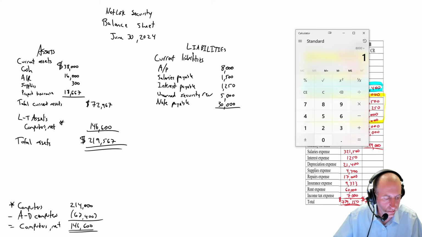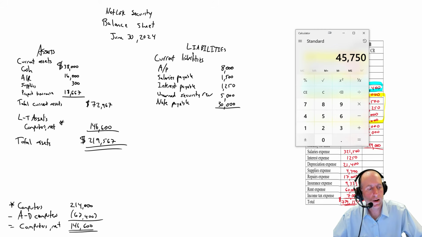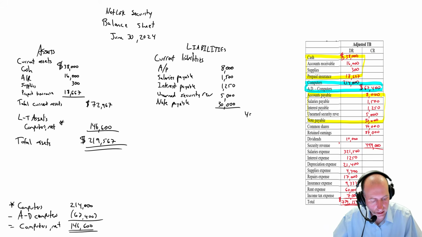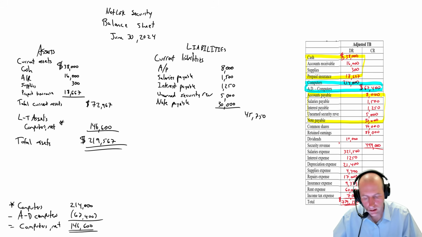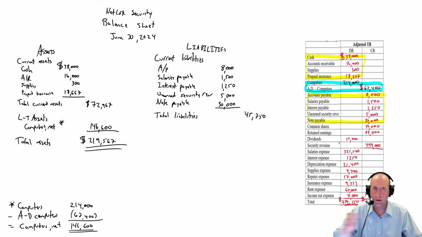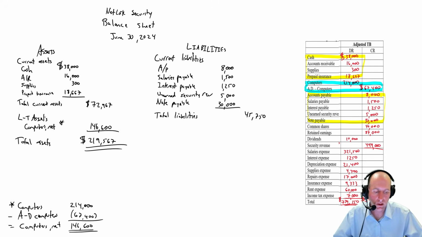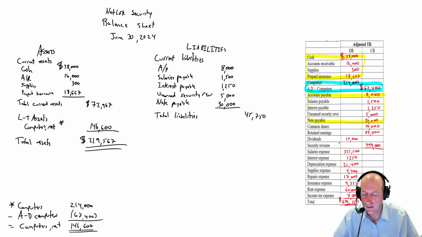$8,000 plus 1,500 plus 1,250 plus 5,000 plus 30,000 is 45,750, and that is our total current and actually total liabilities. So I'm actually just going to note this as total liabilities. It's such a key number, and total current liabilities is the same as total liabilities. Let's just call this our total liabilities, which also happens to be our total current liabilities.